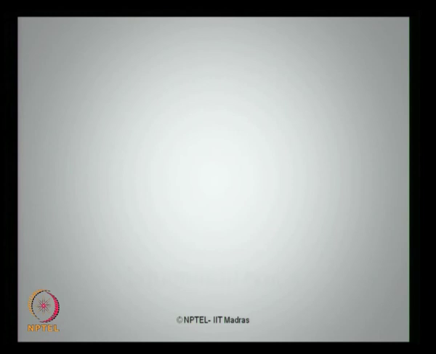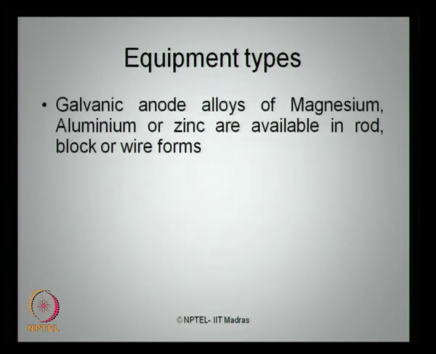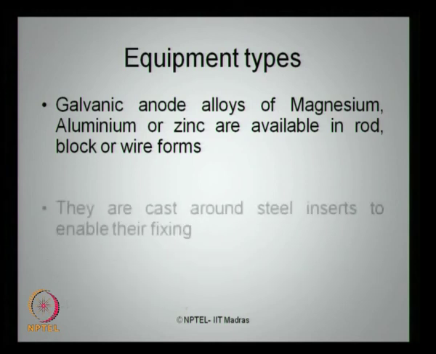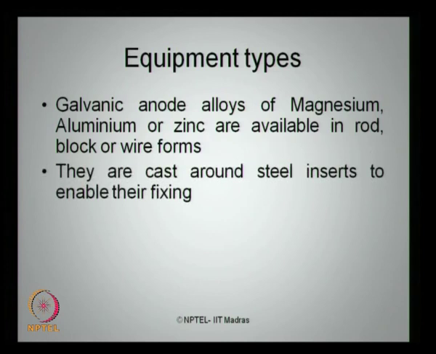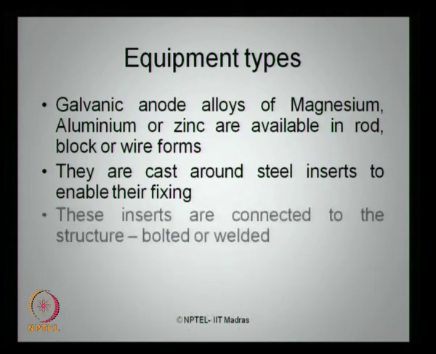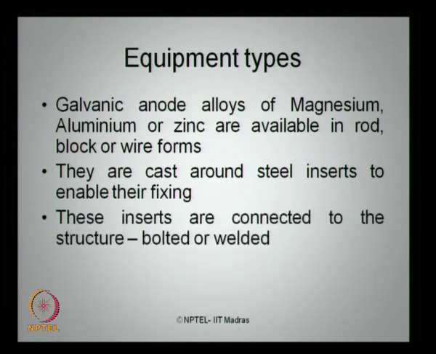We will discuss more in detail about the equipment types which have been used for this treatment in the following slides. The equipment types which are commonly used for galvanic anode or galvanic protection systems are magnesium, aluminum and zinc. They are available in terms of rods, big blocks or wire forms which can be wound around the member. They are also cast around the steel inserts to enable their fixing. These inserts are then connected to the structure. They can be either bolted or welded.